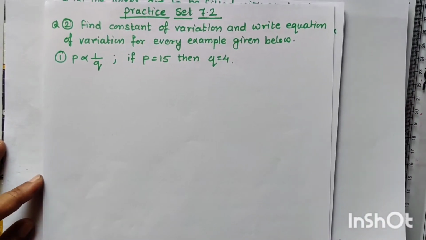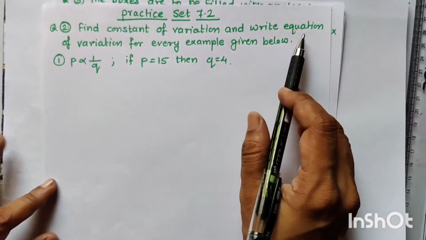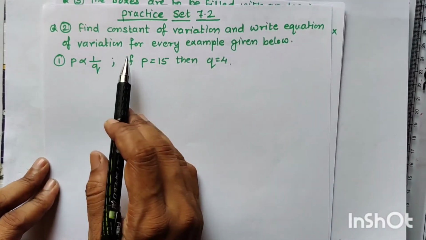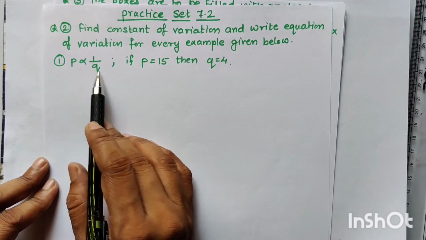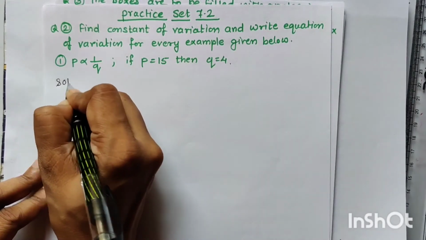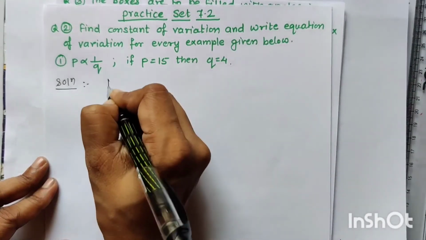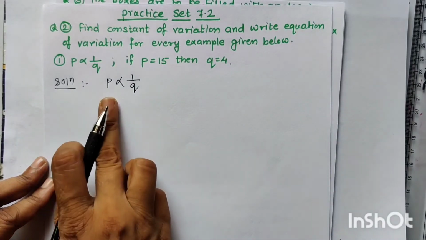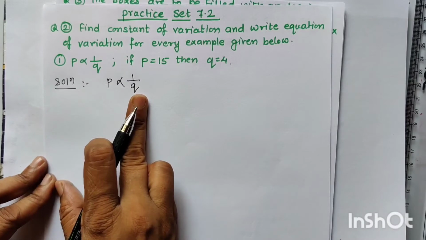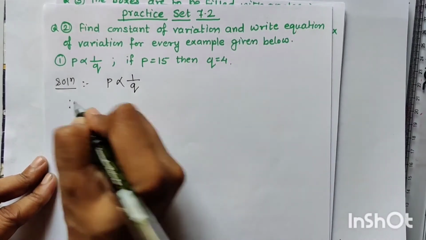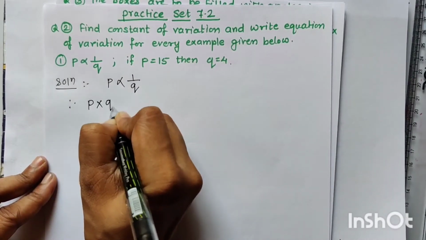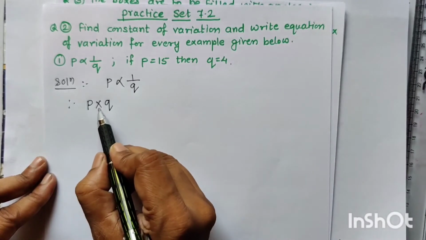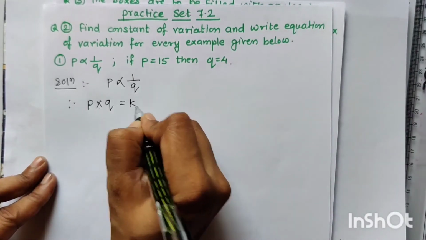Question number 4, we have to find the constant of variation and equation of variation for every example. So it is given in the symbol form. You all know now. It is given in the symbol form. We start from the symbol form. P inversely varies with Q. After writing in the symbol form, what we have to do? We have to write it in the equation form. As it is inverse variation, we have to write P multiplied by Q is equal to K constant.